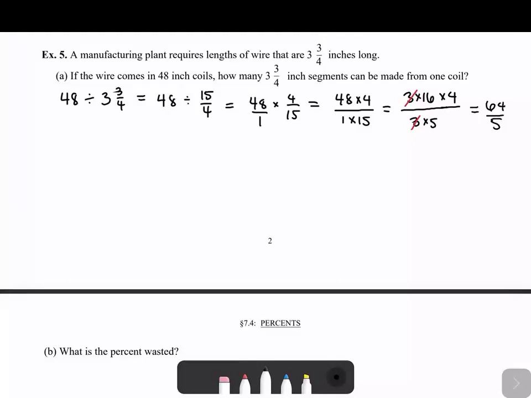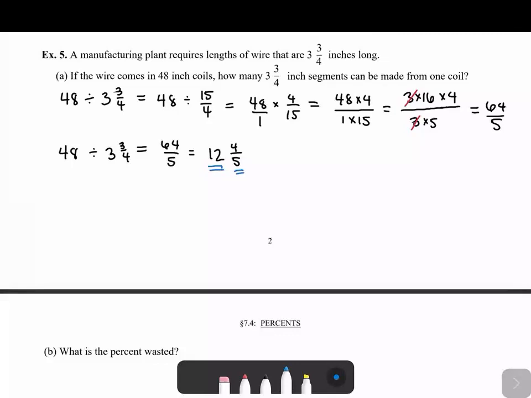So we have that if we take a 48-inch coil and divide it into segments that are 3 3/4 inches long, then we get 64 over 5, which if we convert back into a mixed number, we can see that 5 goes into 64 12 times with 4 left over. So 12 4/5. So we can make 12 total segments and have 4/5 of a segment left over.